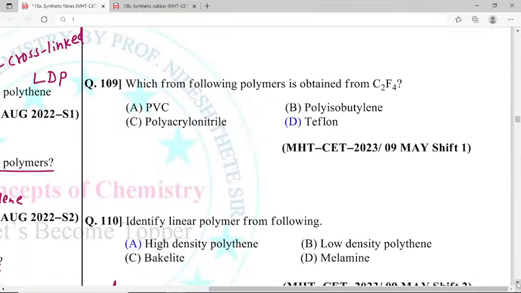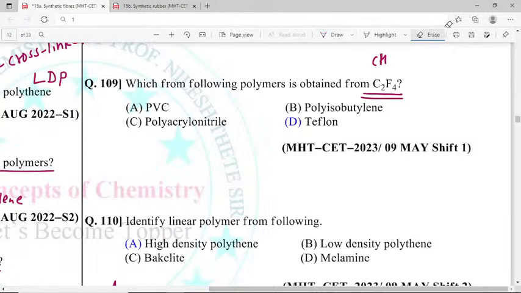Which from the following polymers is obtained from C2F4? C2F4, that's CF2 double bond CF2. So CF2 means Teflon. CF2 double bond CF2, Teflon.